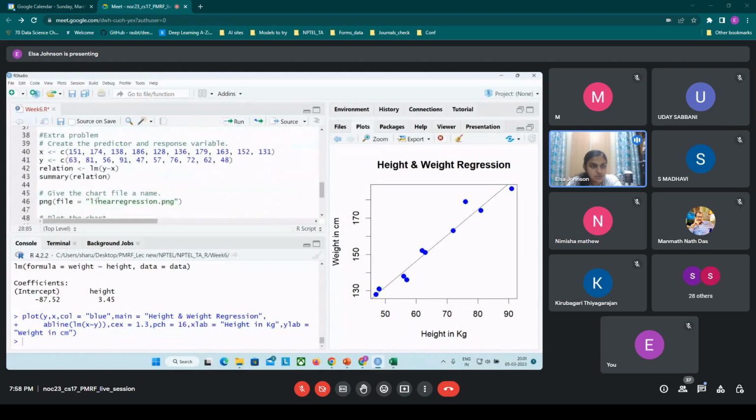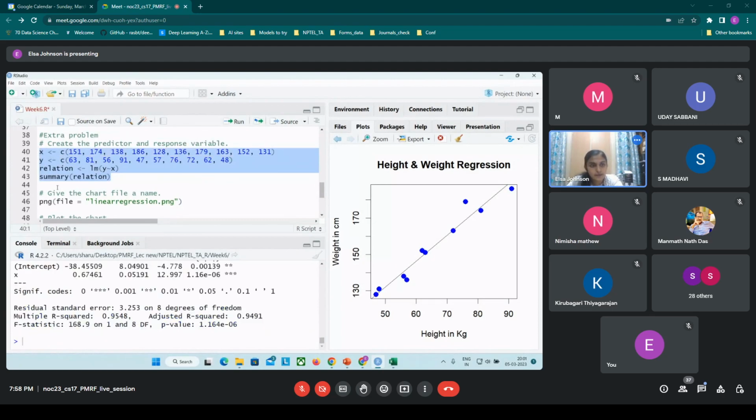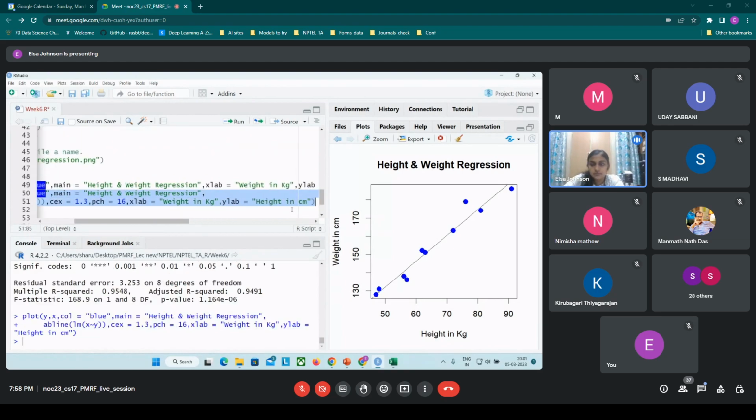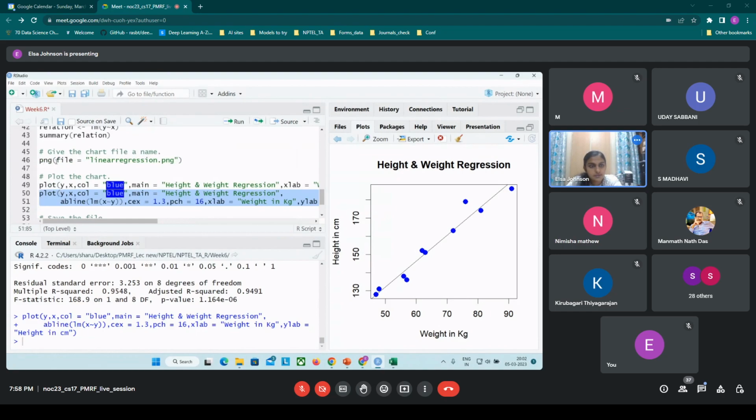That's why I took another one. You can just expect that these are the height values and these are the weight values. So this relation is kind of okay. Now if you plot this one, it will be coming like this, weight in kg, height in centimeter. Then another thing you can do is save it in some file.